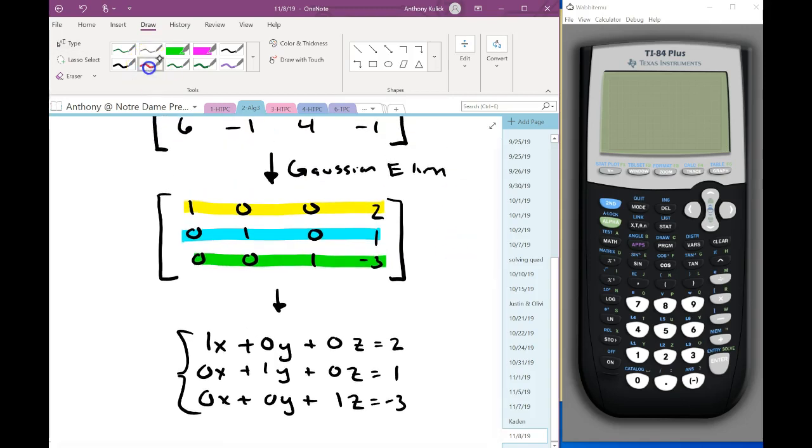Oh, so this is, the calculator is going to do that part for us. We haven't discussed how the calculator is going to do that, but that's what the calculator is going to do.